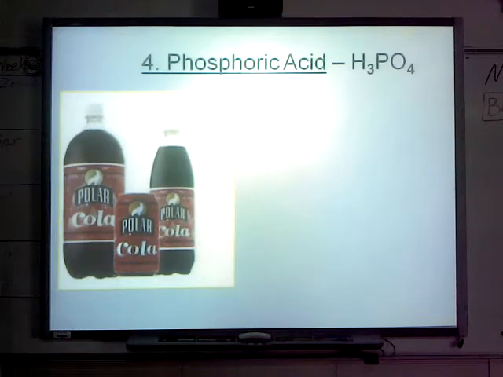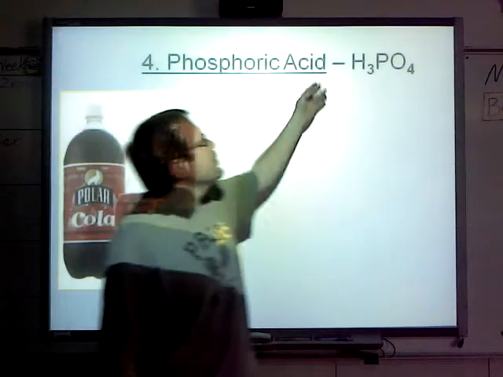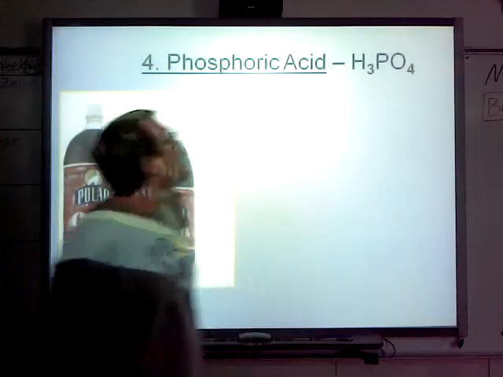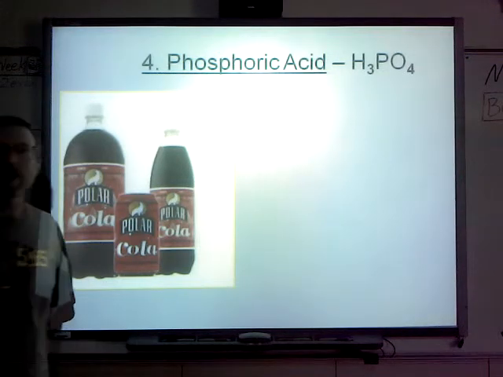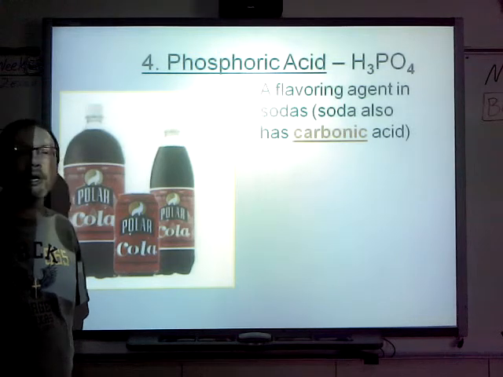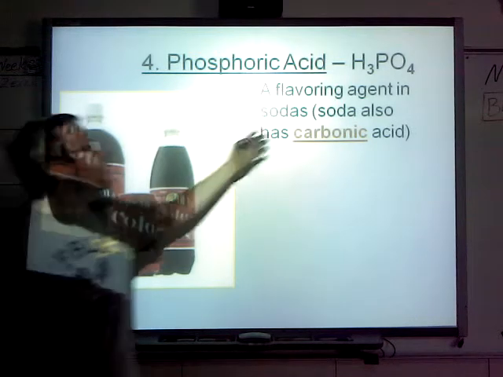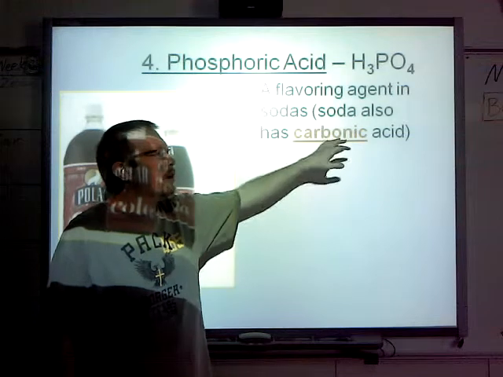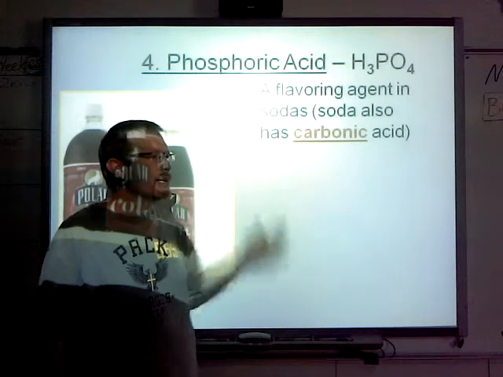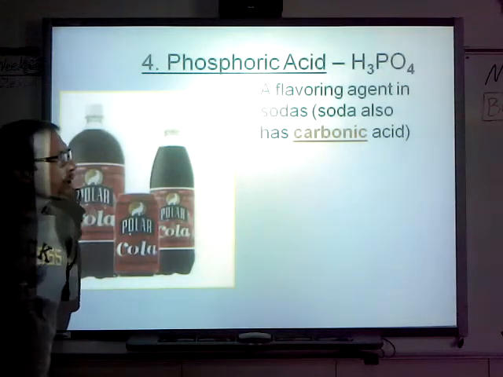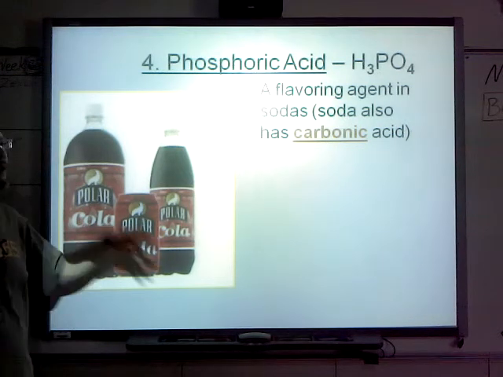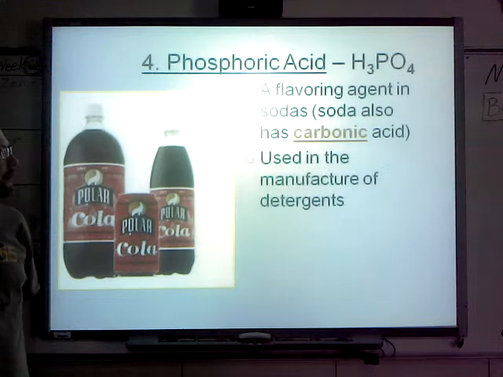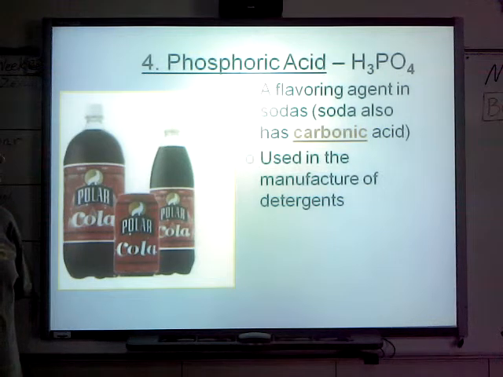Phosphoric acid, H3PO4, hydrogen with phosphate. Phosphoric acid is largely a flavoring agent. This is one of the two big flavoring acids that goes into soda. The other one, of course, being carbonic acid, which comes from carbonate ion as a byproduct of having all of that carbon dioxide dissolved in your liquid. Remember, all acids have a slightly sour taste, and so these give a slightly sour taste to your sodas. It's also used in making detergents.